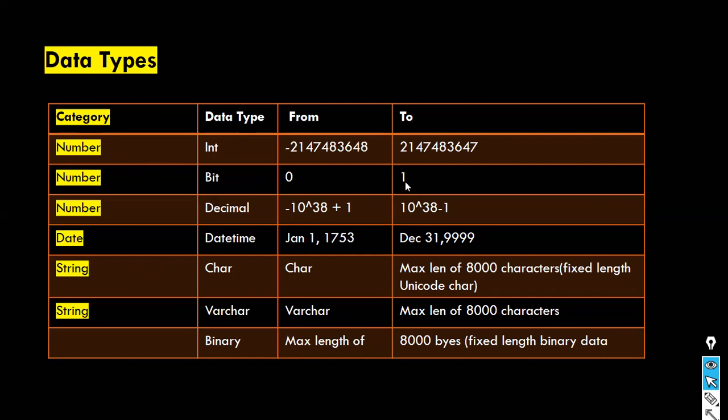When you use bit, for example for gender, 0 is female and 1 is male. This is the convention that we use. In that kind of situation, for a gender column, you can go for bit, okay?